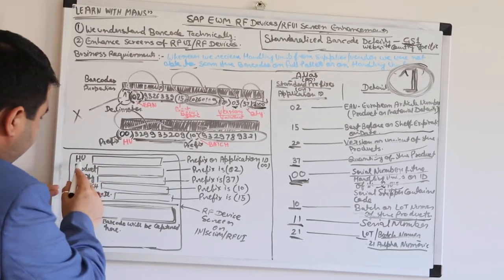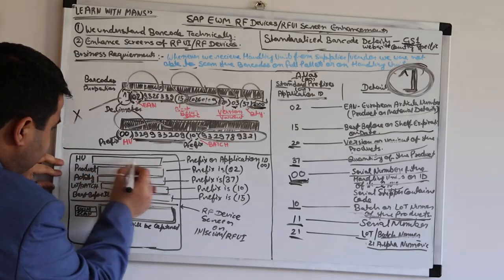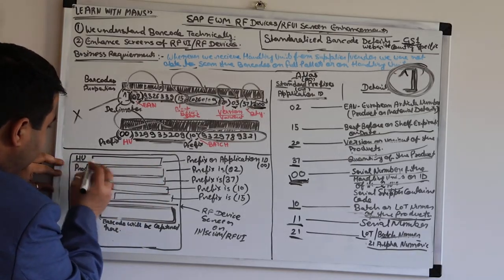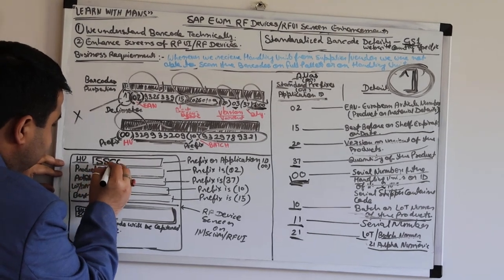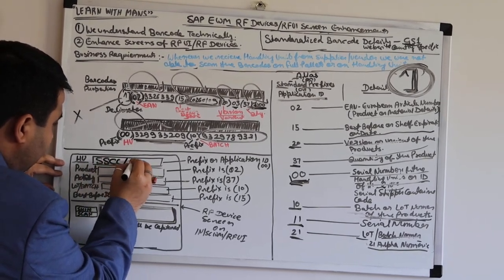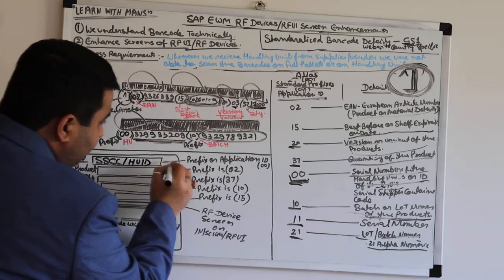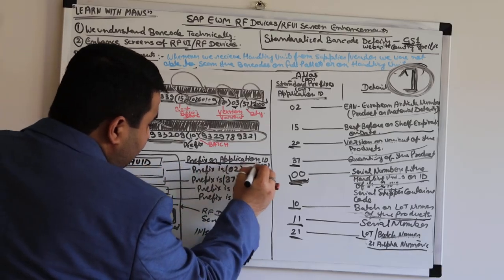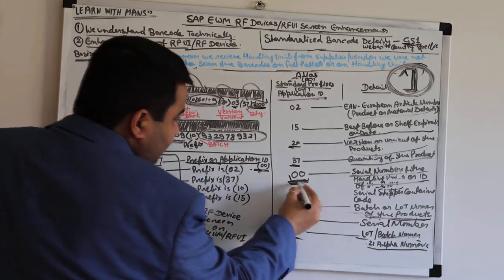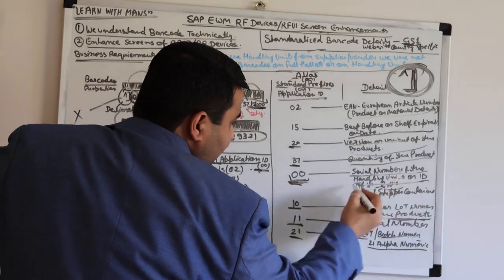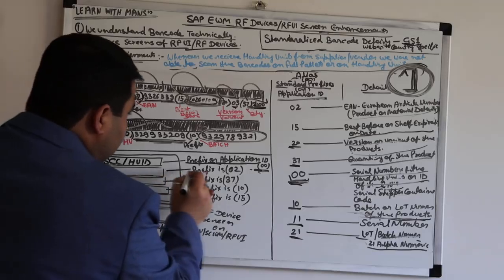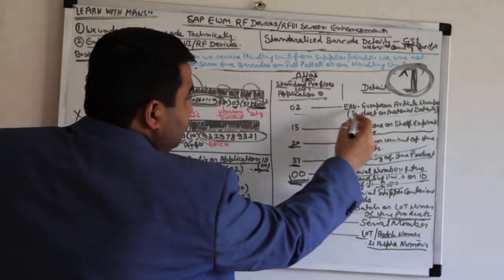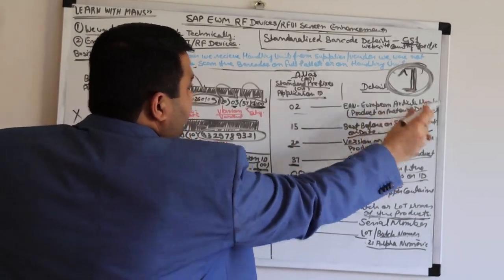The first screen has the handling unit, which is the SSCC, serial shipper container code, or HUID. The prefix or application ID here is 00. 00 indicates the serial number of the handling unit or ID. Then we have the product. Product here has prefix 02. 02 means EAN, European article number, product or material detail.